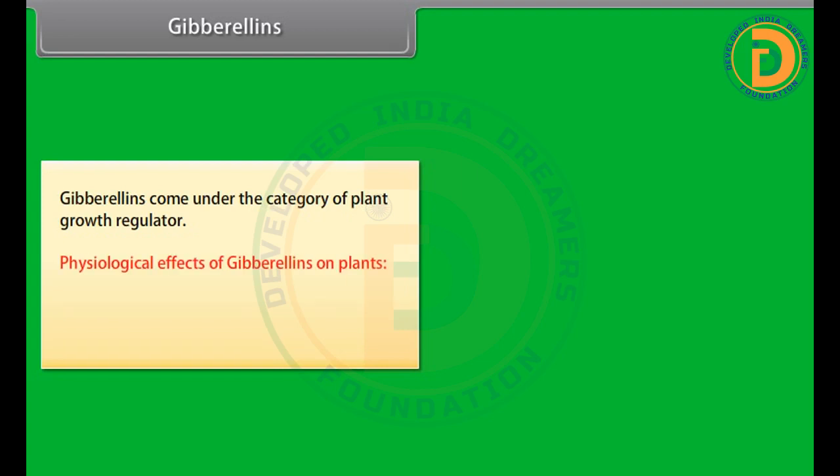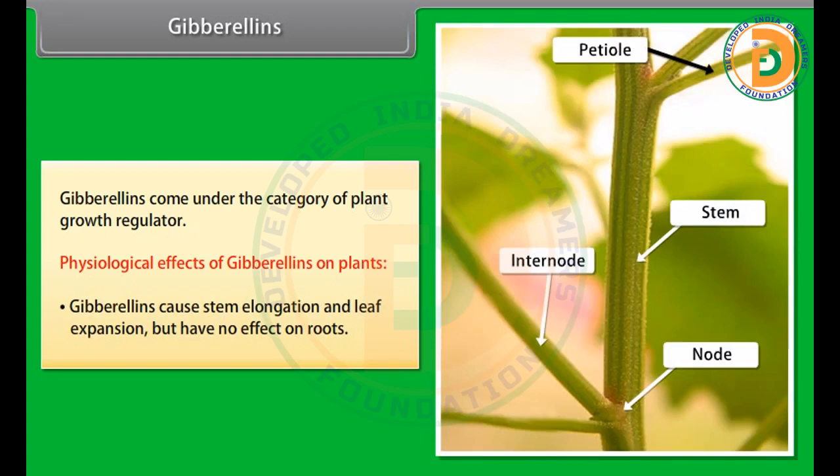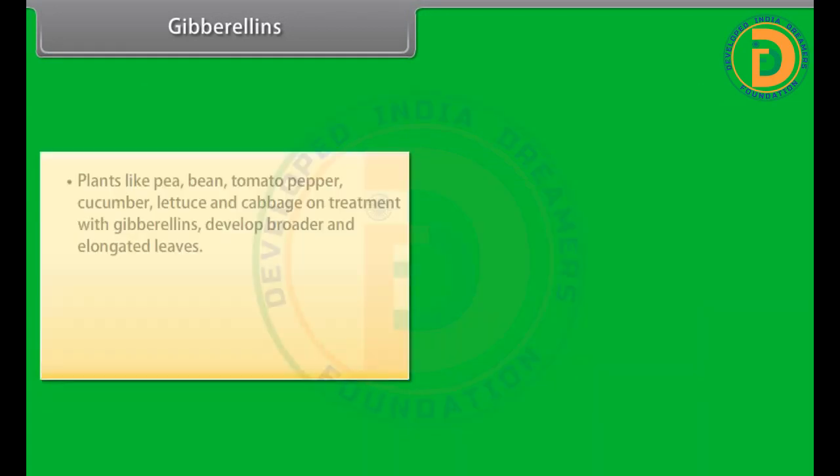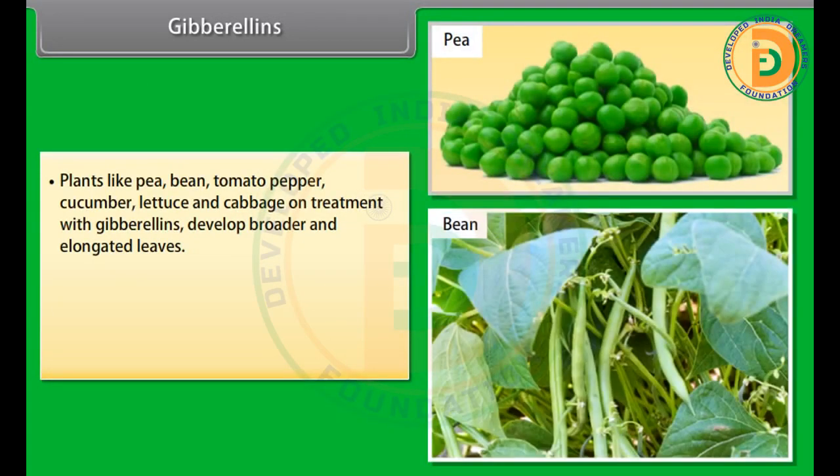Physiological effects of gibberellins on plants. Gibberellins cause stem elongation and leaf expansion but have no effect on roots. Gibberellins promote seed germination in lettuce, cereals, etc. Plants like pea, bean, tomato, pepper, cucumber, lettuce and cabbage, on treatment with gibberellins, develop broader and elongated leaves.